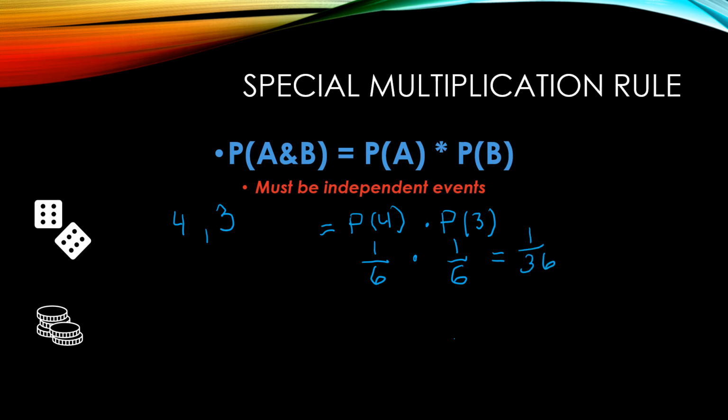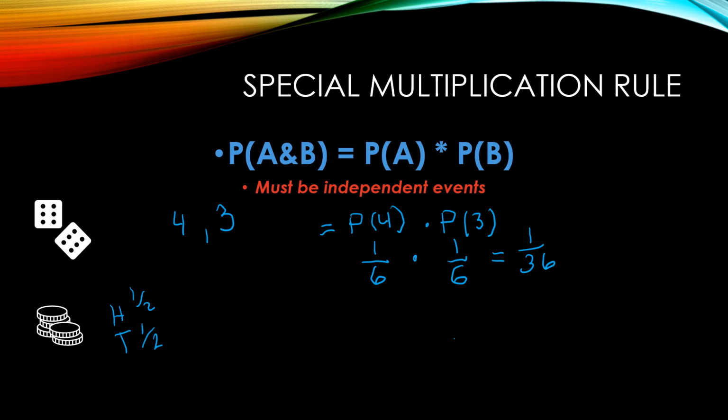Another example is coins, where we have heads and tails. Now the probability of getting a head is 1/2. The probability of getting a tail is 1/2, assuming that the coin is fair and not weighted.